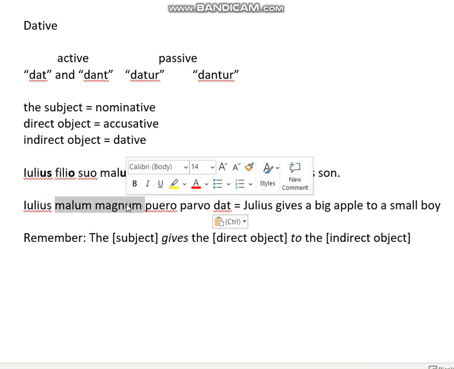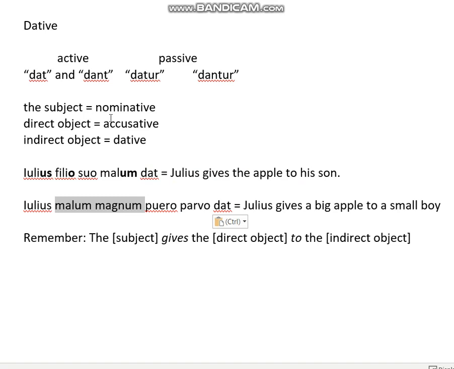We know that this is the accusative word. What's the accusative word? It's the direct object. And so what that means is that this is the indirect object, the dative, because it's dative, it has that o ending. And so you need to always remember that this is the order that you should translate a dative sentence.